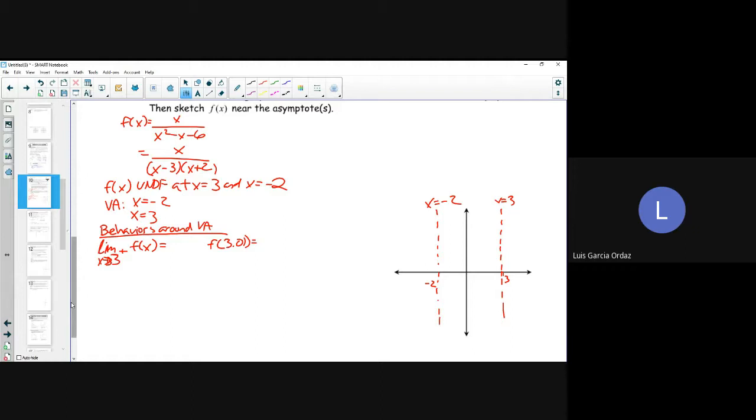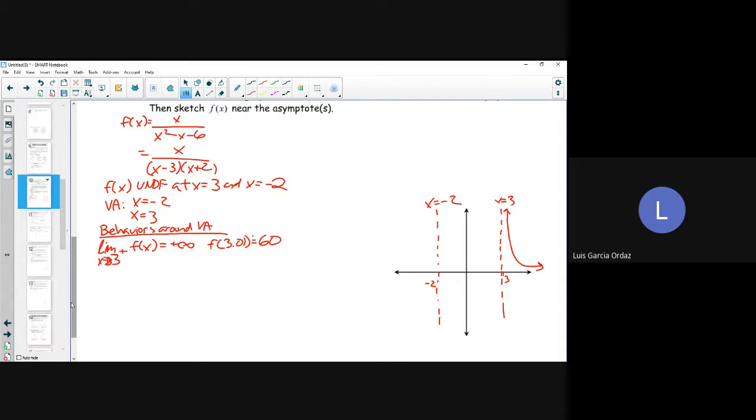Anybody? Let me get my calculator out. You just sub in 3.001 into my original function. 60, right? So it's getting closer to my positive y values, which means that the limit of x approaching 3 from the right of f of x is going to become closer to positive infinity. Okay? So if I come from the right, that means this part of the graph is going to be increasing upwards at all times.